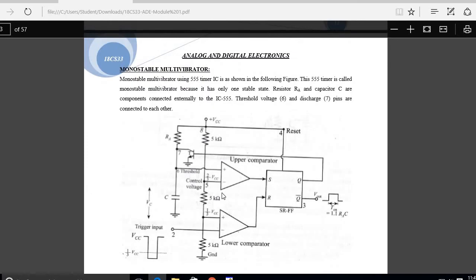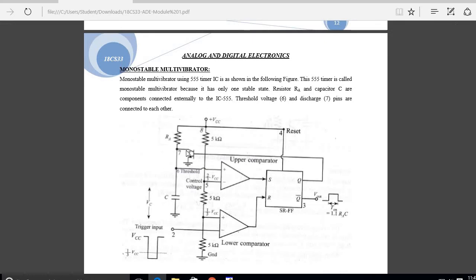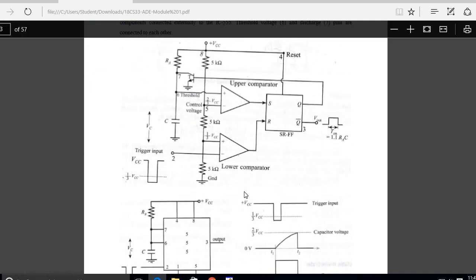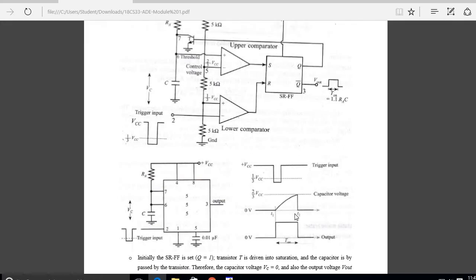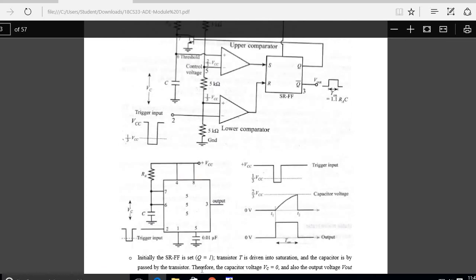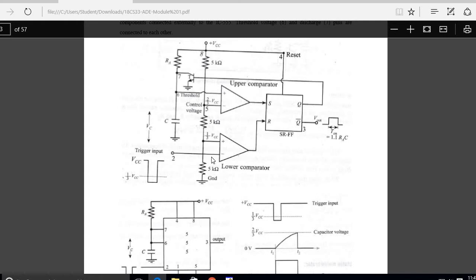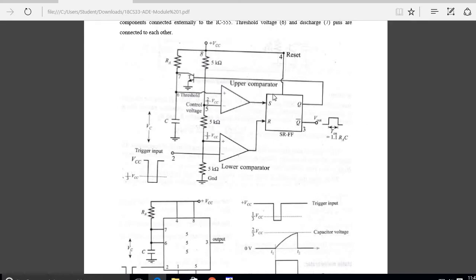See here, the monostable multivibrator is the same as the IC 555 timer IC. I am connecting extra components, resistor RA and capacitor C, to the 555 timer IC. This is the internal schematic diagram, and externally it looks like this IC, and these are the waveforms of the monostable multivibrator. It consists of two comparators, upper and lower, the transistor and the flip-flop. Here the flip-flop I am using is an SR flip-flop.